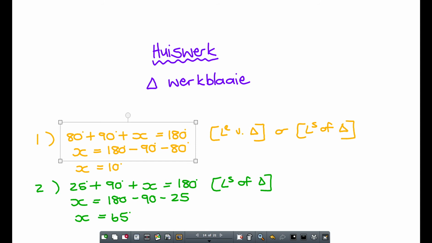It will either be equal sides, opposite equal angles, or equal angles, opposite equal sides. You always end the sentence with what was given. So if they told you the sides are the same, then you say equal angles, opposite equal sides. I end with what I was given.